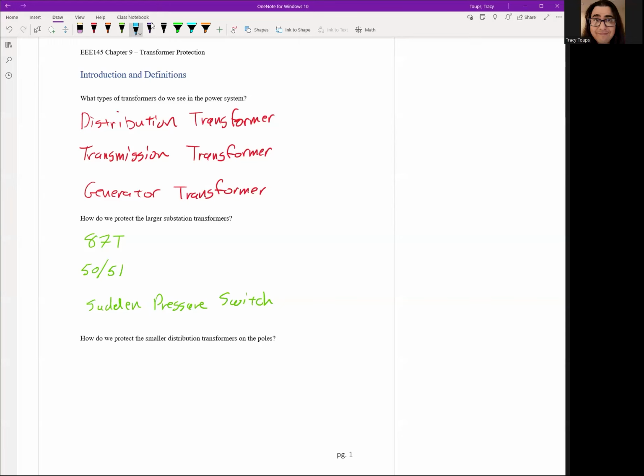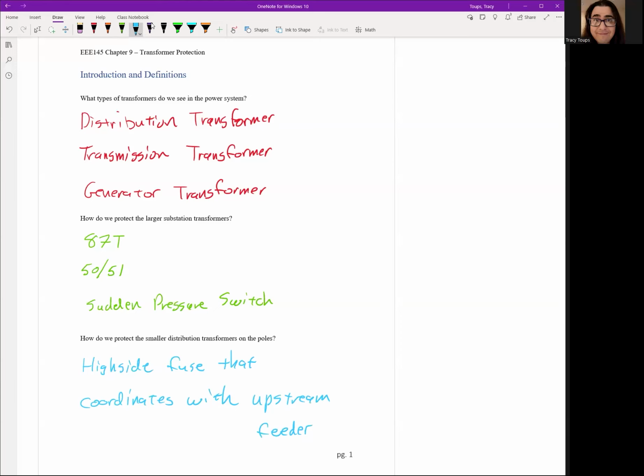Now, how do we protect small distribution transformers on the poles? I said they're really easy. We don't have to go into a lot of detail. General rule of thumb, you should put a high side fuse, and then you just need to make sure it coordinates with the upstream feeders.